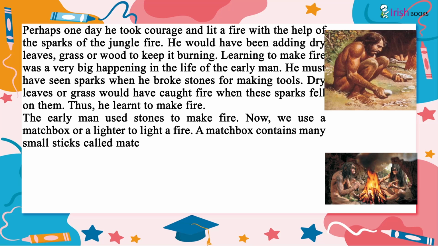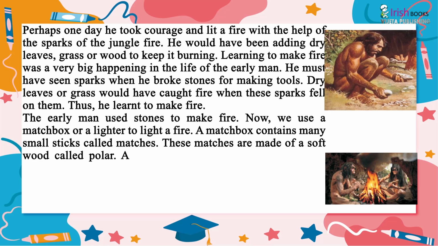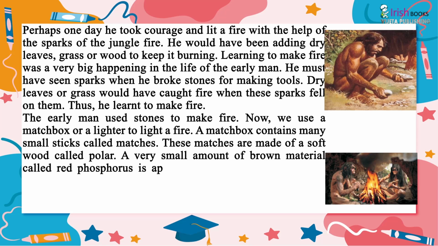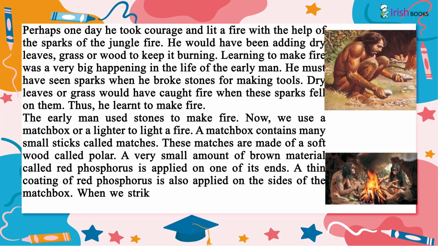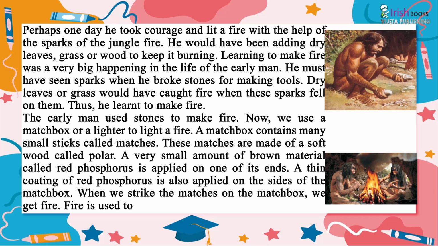A matchbox contains many small sticks called matches. These matches are made of a soft wood called poplar. A very small amount of brown material called red phosphorus is applied on one of its ends. A thin coating of red phosphorus is also applied on the sides of the matchbox. When we strike the matches on the matchbox, we get fire. Fire is used to burn wood, light the gas stove, etc.